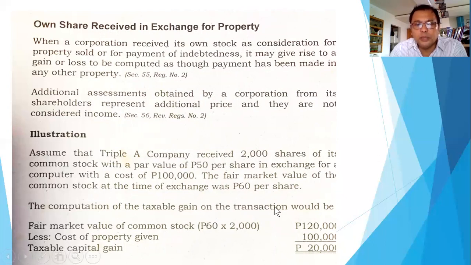So how do we compute the taxable gain of this transaction? So the basis of the amount received is the fair market value of the common stock. It's not 50 but 60. So 60 times 2,000 gives us 120,000 minus the cost of the property which is given up. That's the computer, and the value or the acquisition cost of the computer is 100,000 pesos. So there's a taxable gain or capital gain of 20,000 pesos from the exchange. So this would be subject to the normal income tax since the computer is used in the business.